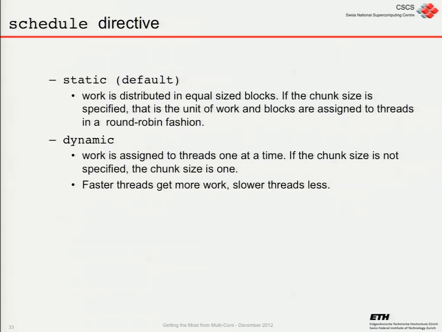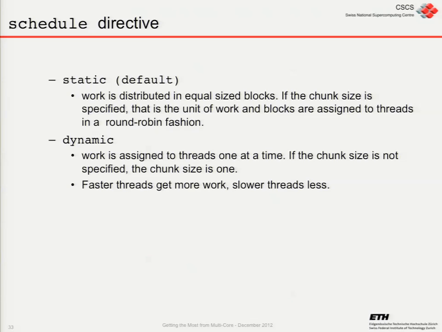But if you specify a chunk size for it, then what it will do instead is, for example, where we had 100 iterations, and we said by default it would give out with 4 threads, 25, 25, 25, 25. That's probably the best way of doing it.